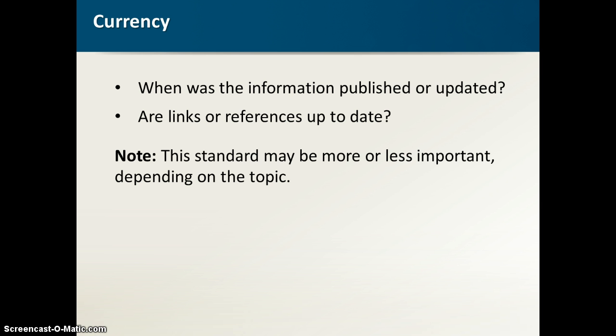A 10-year-old reference, probably not a big deal. But if you're looking at something that's 15 years old and it claims to have cutting-edge brain research, well, our understanding of the brain changes rapidly. 15 years old is going to be ancient by that standard. So anytime you're looking at a source, you want to see, does it tell you when it was published or when it was last updated?